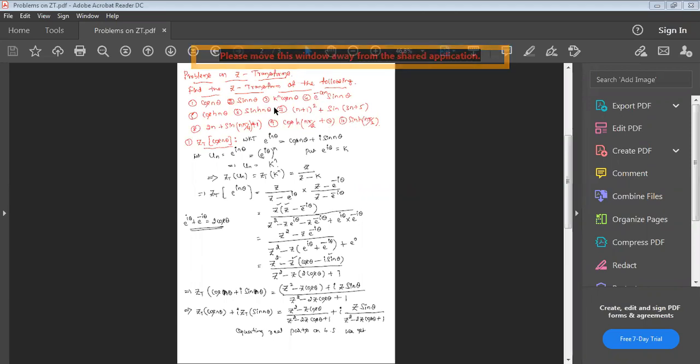Because if you know how to find the z transform of sine n theta, I can apply that formula to find the z transform of sine of 3n plus 5, or sine of n pi by 4 plus 1, like this. Okay. So if you know these basic concepts, cos, sine, cosh, sinh, theta derivations, the remaining things are just repetitions. So let us start from problem number 7.